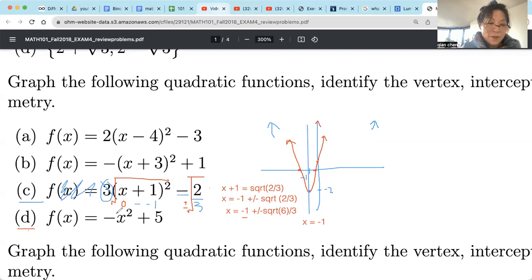So D is in standard form, right? We see ax squared, we see -1x squared, so a equals -1. And b equals 0 because we don't have an x term. C, of course, is just 5.